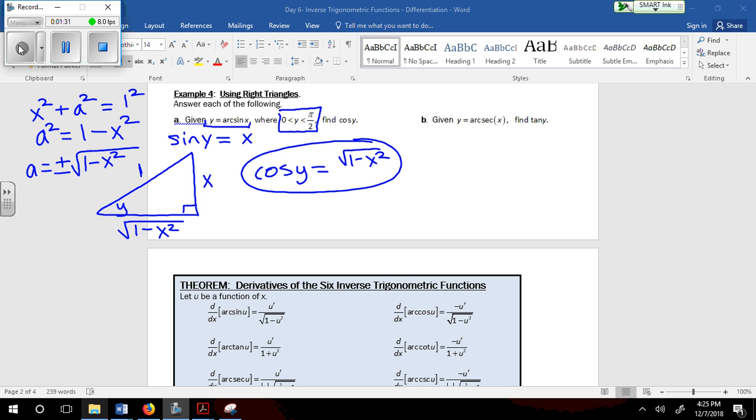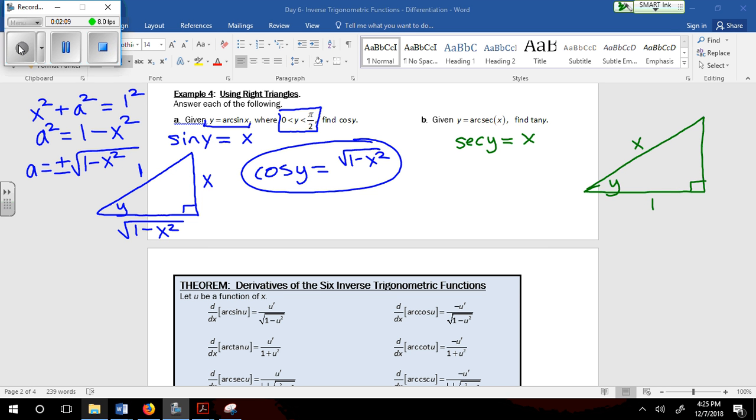All right, in example B, we're going to do the same thing. We're going to rewrite it as secant. So secant of y equals x. So I'm going to draw my triangle. I know this is y, this is a right angle. Secant is hypotenuse over adjacent. So x is my hypotenuse, 1 is my adjacent. So I can solve for the opposite.